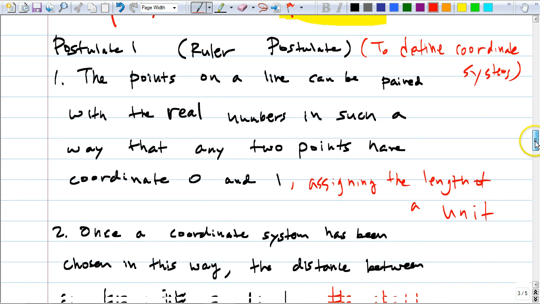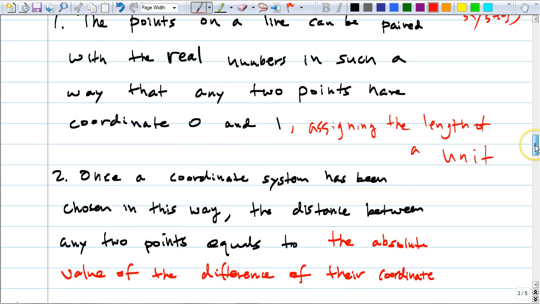Once we did this, why do we do all this work? Can somebody read the second part? Yes, go ahead. Once a coordinate system has been chosen in this way, the distance between any 2 points equals the absolute value of the difference of their coordinates. And we just did this, right? Once you have this coordinate system, we know how to find the distance. So we're doing this so that we could actually have this coordinate system, and we could find the distance between these 2 coordinates. Does that make sense?